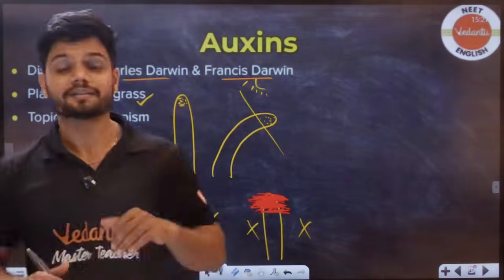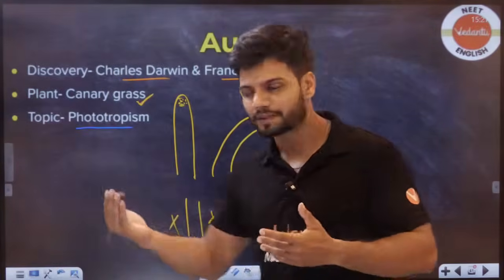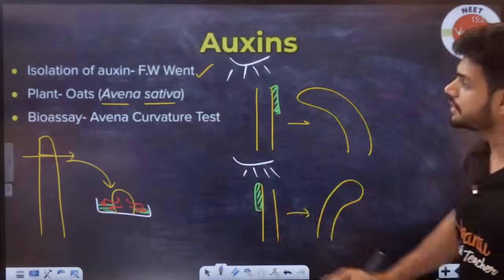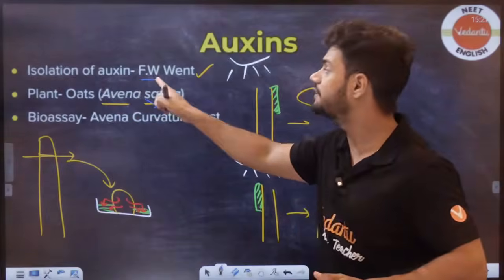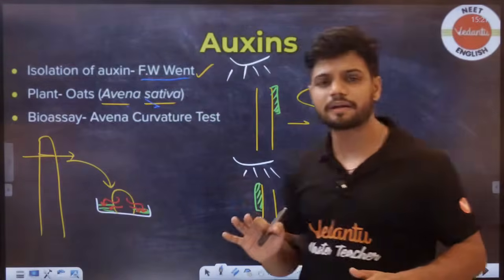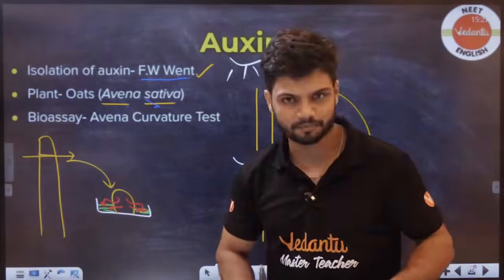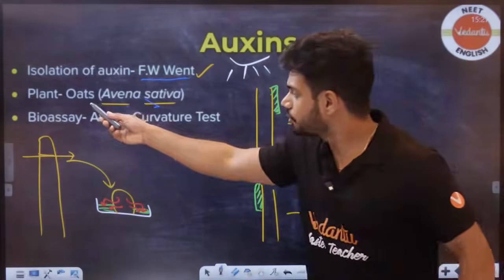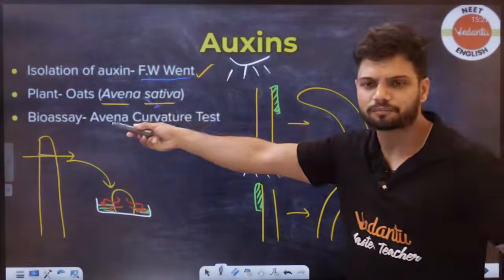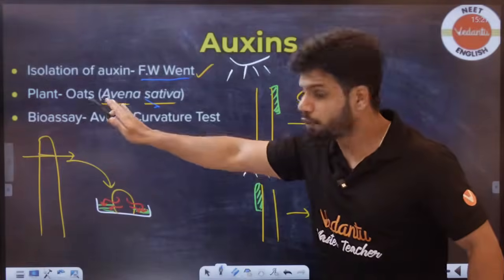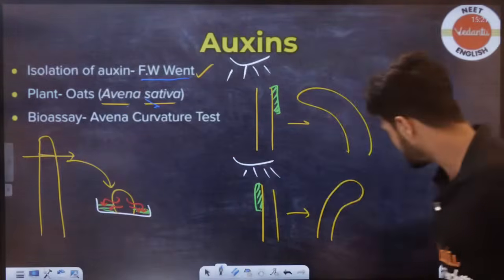Okay, and that was the next step. The next step is isolation. The isolation of auxin was done by F.W. Went. So in which plant? Avena sativa, that is the oats plant. This you have to remember. In oats plants, they did the isolation.